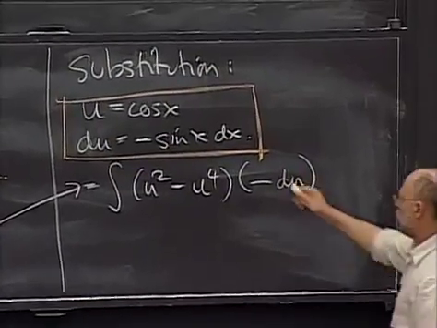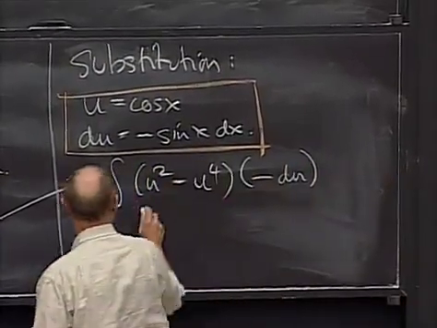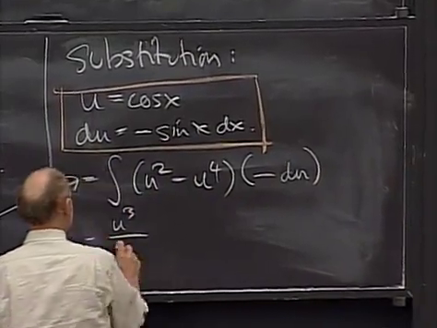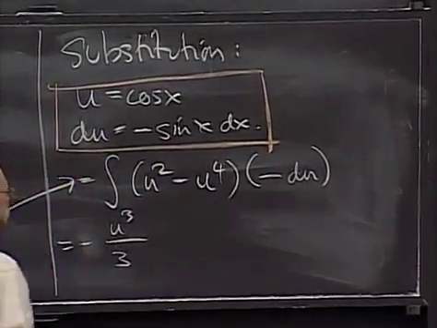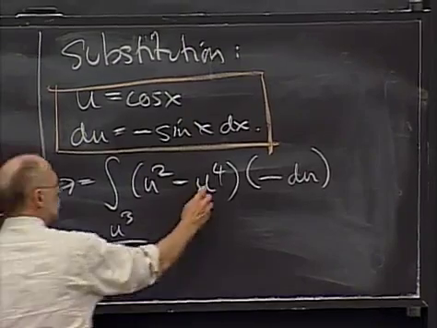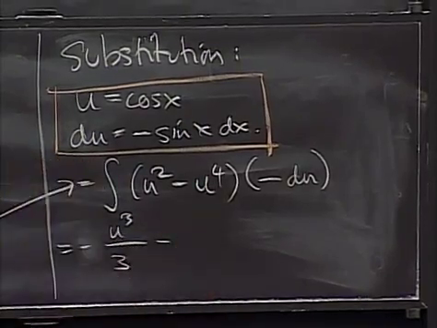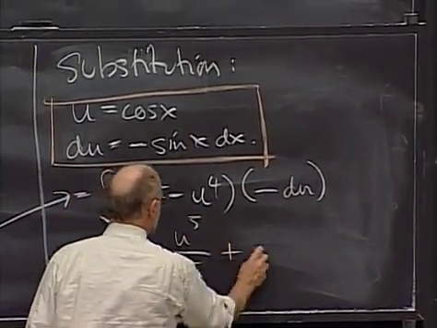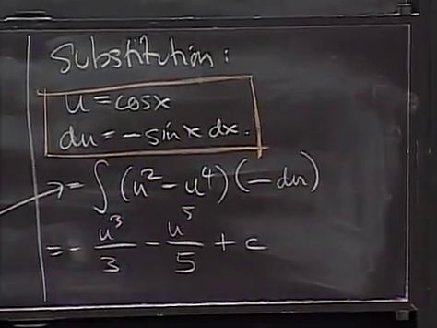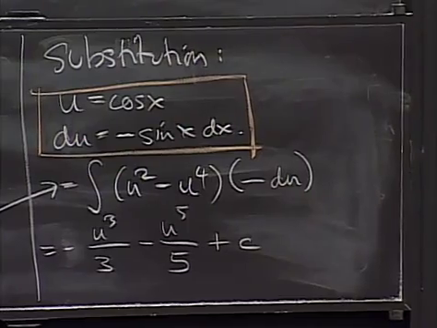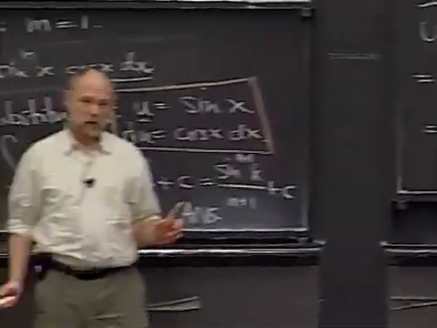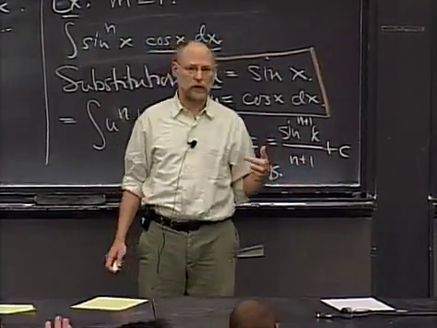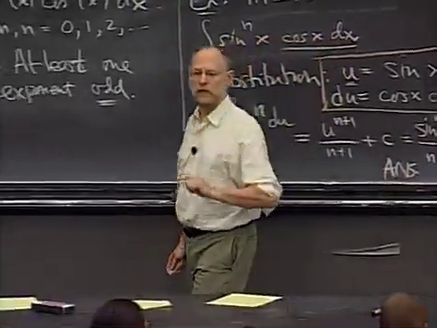But that's okay. The minus sign comes outside, and I can integrate both of these powers. So I get minus u cubed over 3. And then this 4th power gives me a 5th power when I integrate. And don't forget the constant. Am I done? Not quite done. I have to back substitute and get rid of my choice of variable u and replace it with yours. Questions?